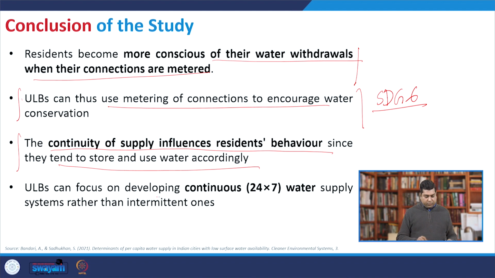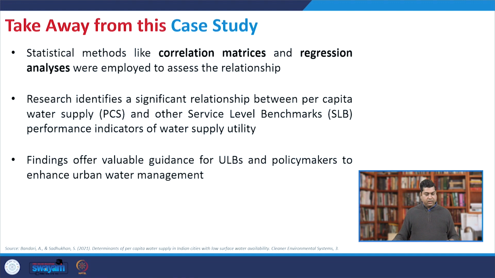Urban local bodies can focus on developing continuous water supply system rather than intermittent. That's the same reason that I have just explained. Now coming to the most important part of any of this case study, that is the takeaway from this case study. So the statistical method like correlation matrix or regression analysis can be employed in such kind of quantitative research, where we try to establish the relationship between variables.